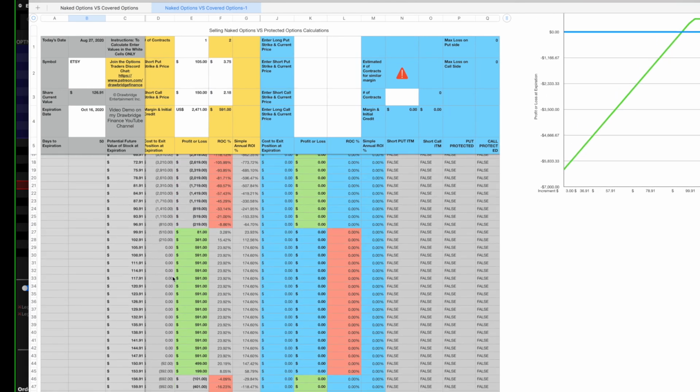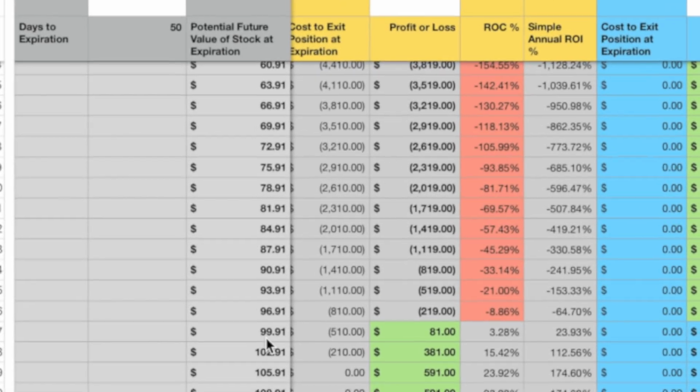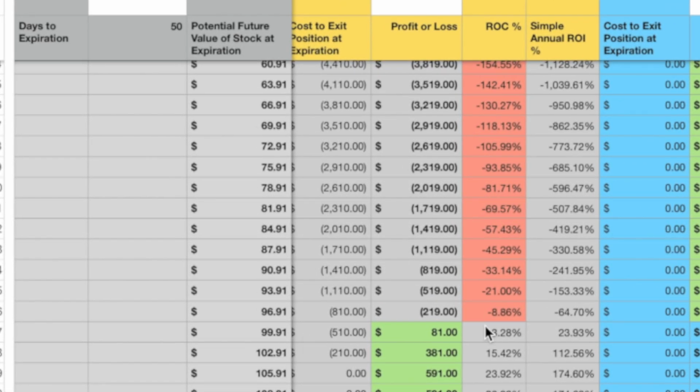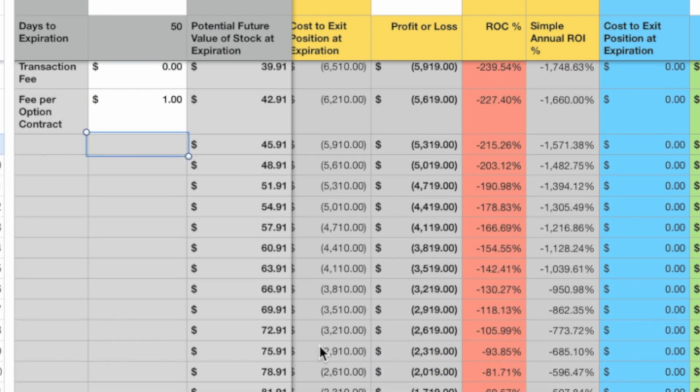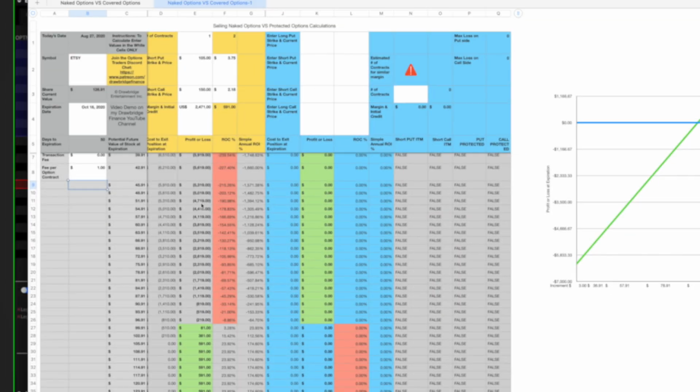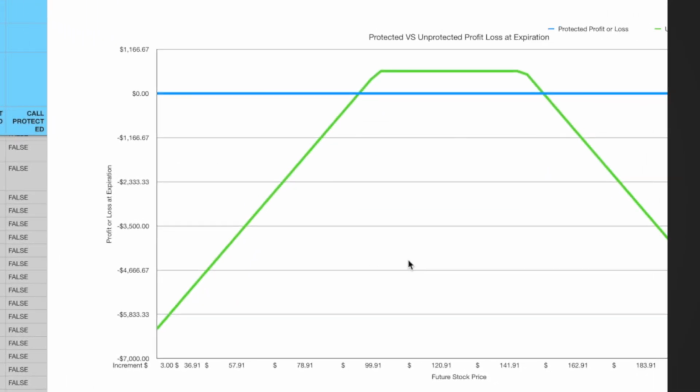Now we can see both graphically and in this table how much profit or loss we're going to make at expiration if the stock is trading at a specific price, inclusive of our trading fees. For example, if the stock was trading at $99.91, then we would make approximately $81. If the stock went way down from its current price of $122 down to $51.91, which is highly unlikely, but it could happen, we would be down on this trade $4,719.